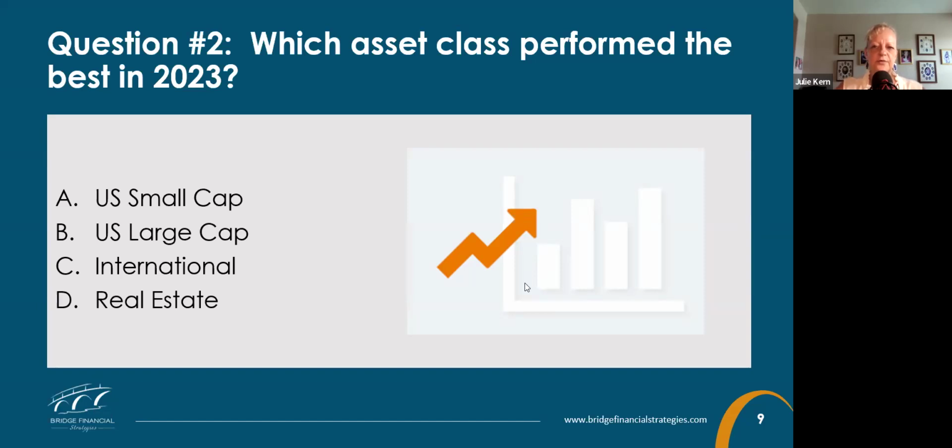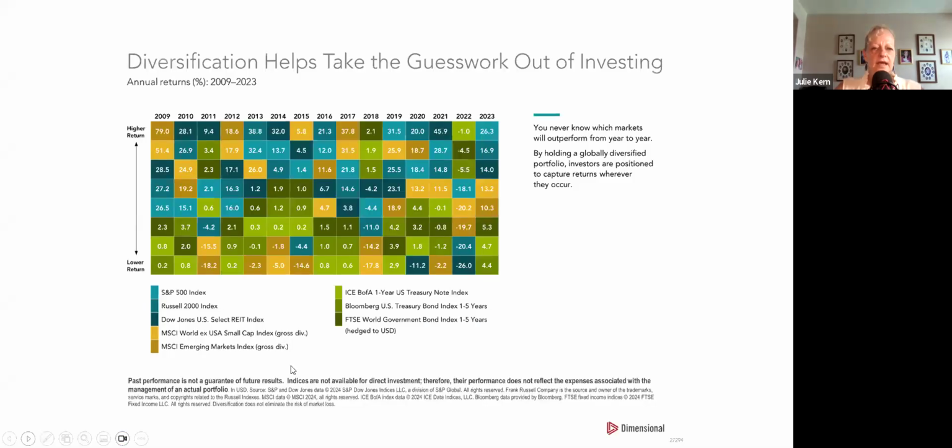All right, so this time we were evenly split, a third, a third, a third, between US small cap, US large cap, and international. So the correct answer is US large cap. So that would be the S&P 500 in terms of the actual index that performed the best in 2023. But this chart shows you how much that changes from year to year.